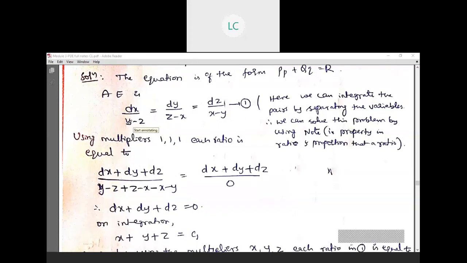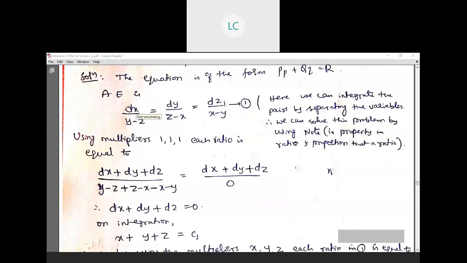See, y plus y minus y gets cancelled. This is only when we choose 1, 1, 1 as multipliers. Plus z we have, minus z also we have. If we add, that is also eliminated. X plus x minus x eliminates. That's why first I am going to choose 1, 1, 1, each ratio is equal to, meaning 1, 1, 1 as multipliers.